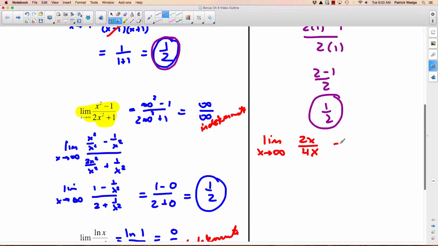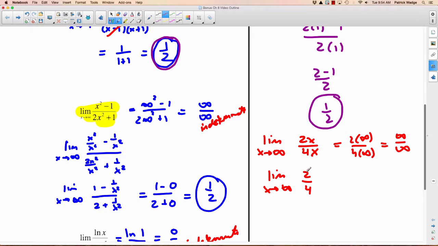And let's try plugging into it. We get 2 times infinity over 4 times infinity, which is just infinity over infinity. Oh, wait a minute. That's an indeterminate form again. It didn't work. Well, if we still have an indeterminate form, you know what you do? You use L'Hopital's rule again. So we're going to use the limit as x approaches infinity, and this time we use the derivative of both of these. The derivative of 2x is 2. The derivative of 4x is 4.